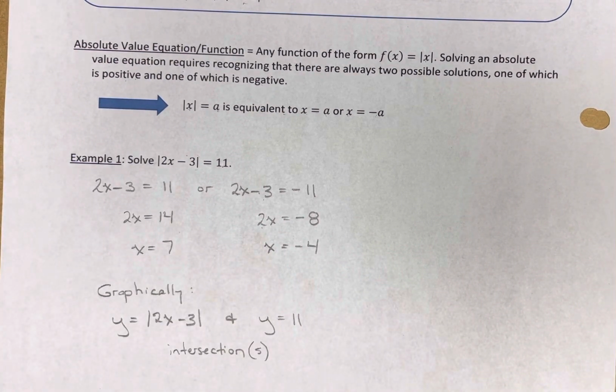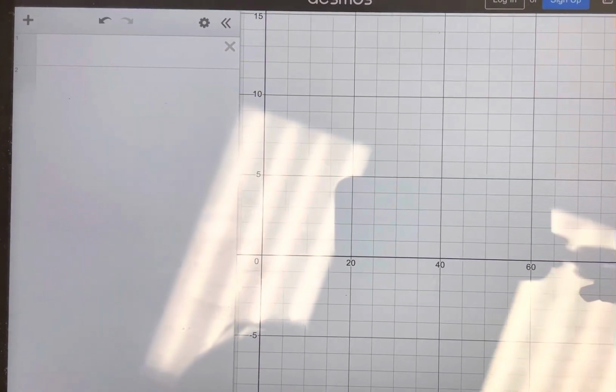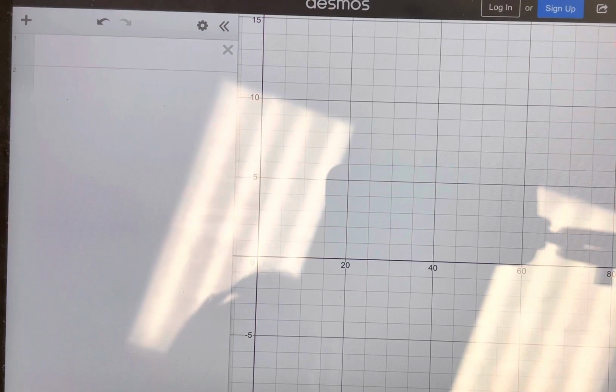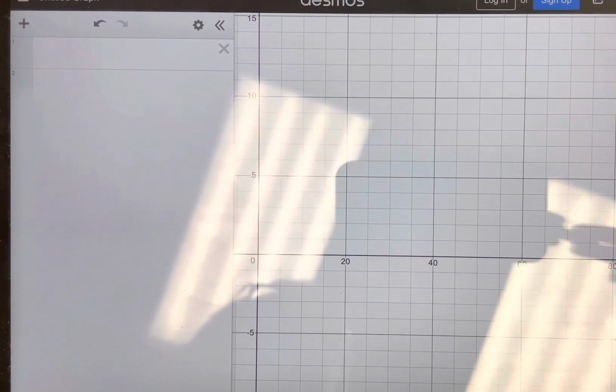Let's go to Desmos. Give me a moment. I need to turn it on. There we go. All right, let's get it where it's in landscape mode for you. All right, I think we're there. That should be pretty good, I think.